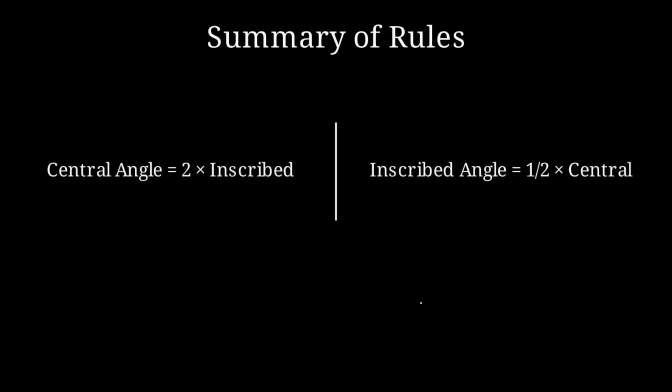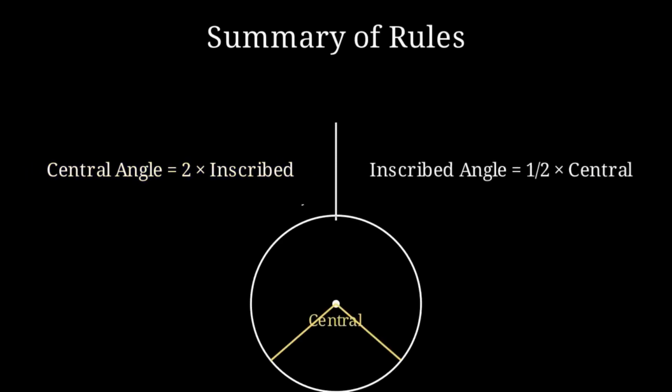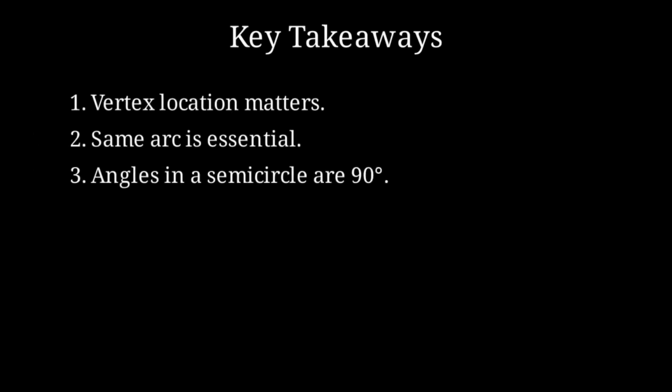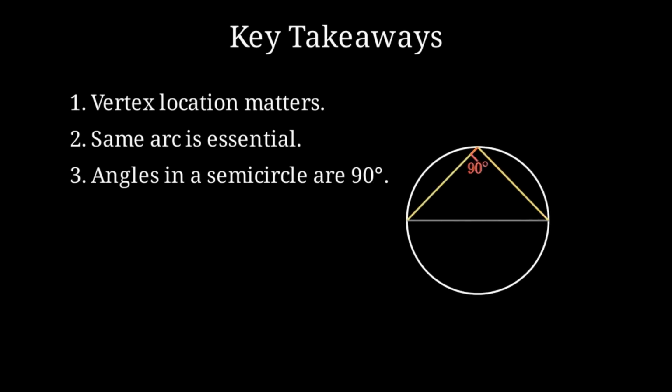To summarize, the central angle is always the larger one, located at the center. The inscribed angle is the smaller one, located on the edge. They are related by a factor of 2, provided they share the same arc. Remember these 3 things: check the vertex, ensure the arc is shared, and look for diameters that create 90-degree inscribed angles. These rules are the foundation of circle geometry.